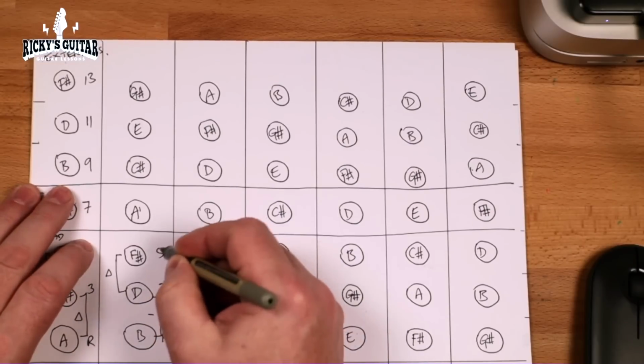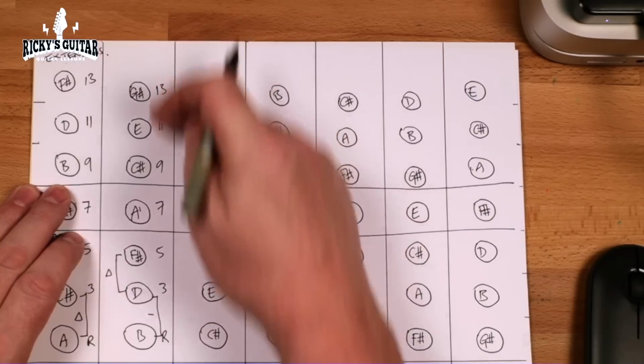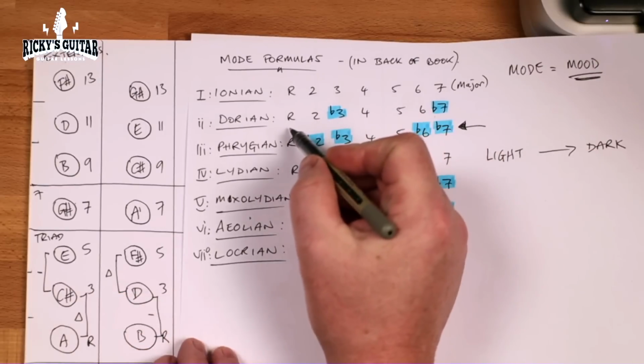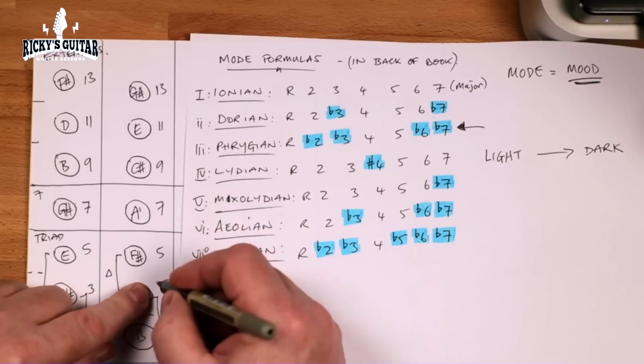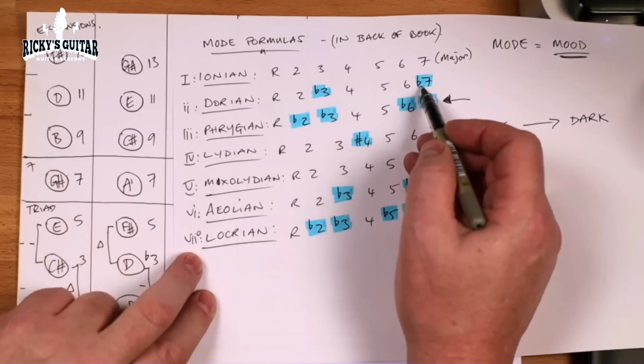Root, 3rd, 5th, 7, 9, 11, 13. Let me amend those intervals now so that they tally with the spelling for Dorian. So we've got root, we've got a flat 3rd. We have a 5th. Yeah, that's fine. Remember, the triad is sacred. The triad is sacred. Oh, hang on. We've got a flat 7.